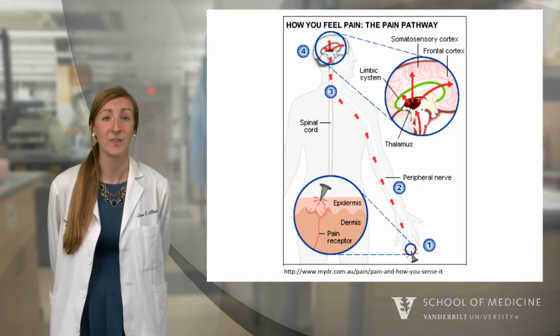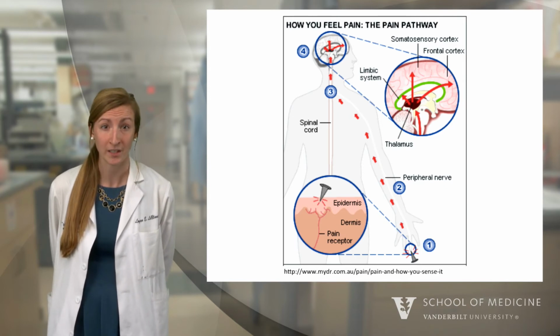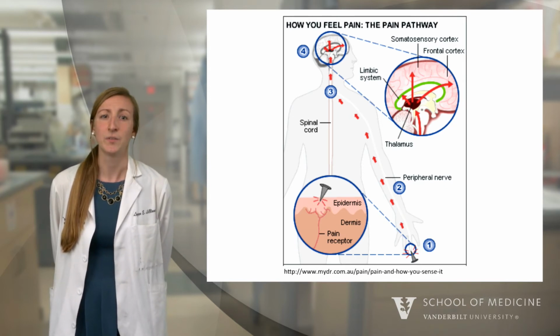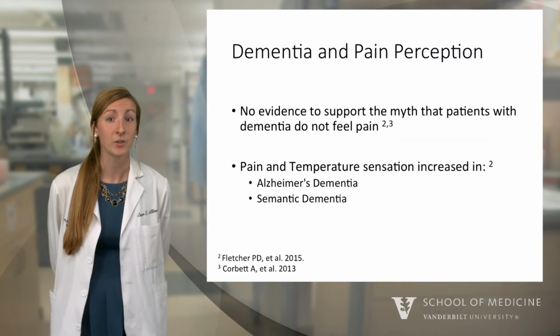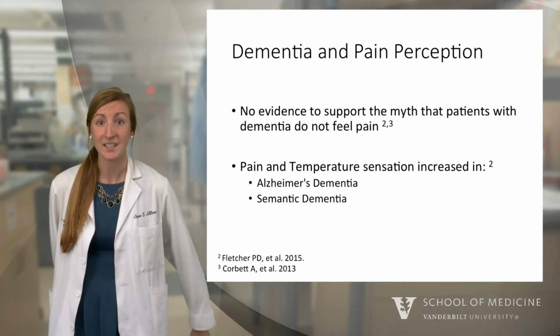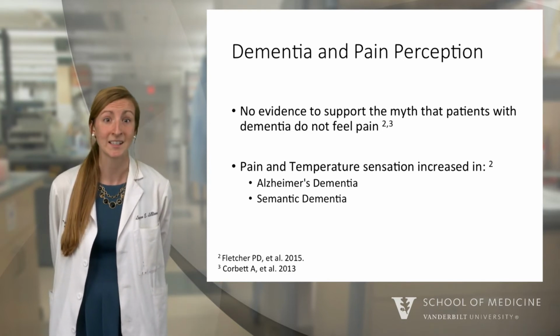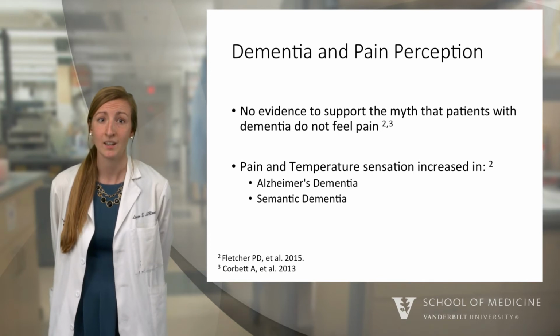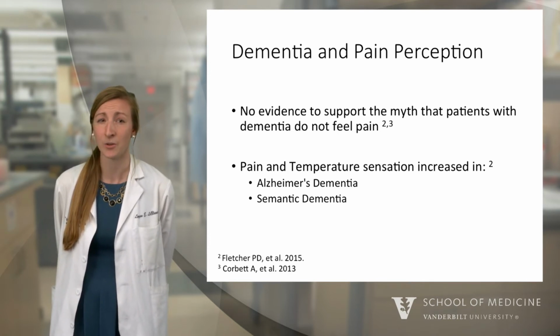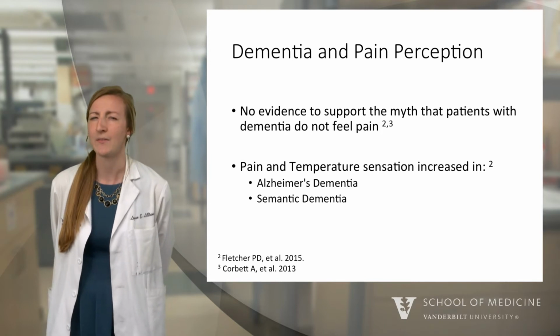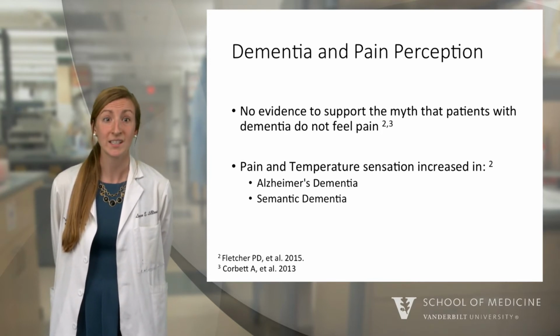We know that brains affected by dementia often undergo atrophy with age, and this atrophy often involves the cortical regions involved in pain perception. Because of this anatomical change, a number of studies have been conducted to investigate whether pain signaling is affected in patients with dementia. Thus far, multiple studies have shown that pain signaling is indeed altered with dementia progression. However, evidence has continuously disproved the myth that patients with dementia do not feel pain.